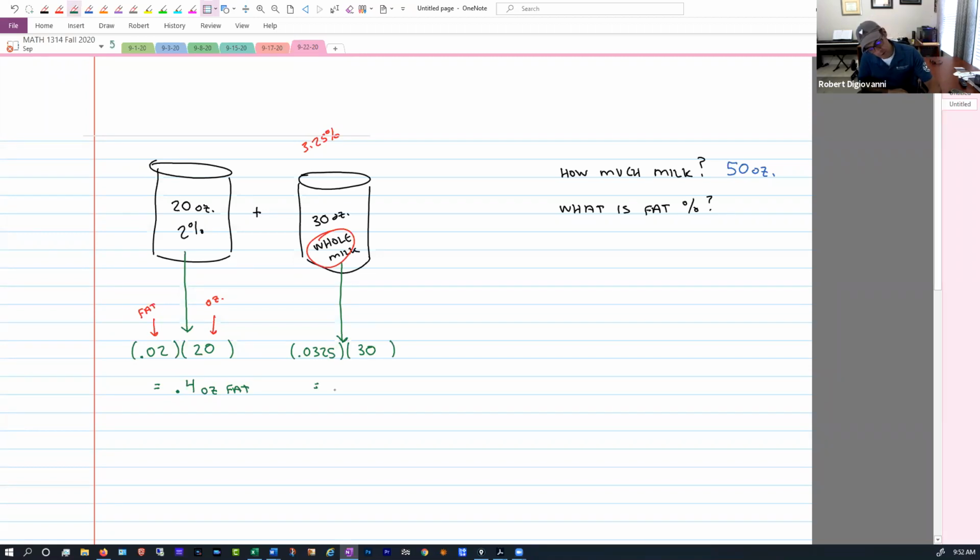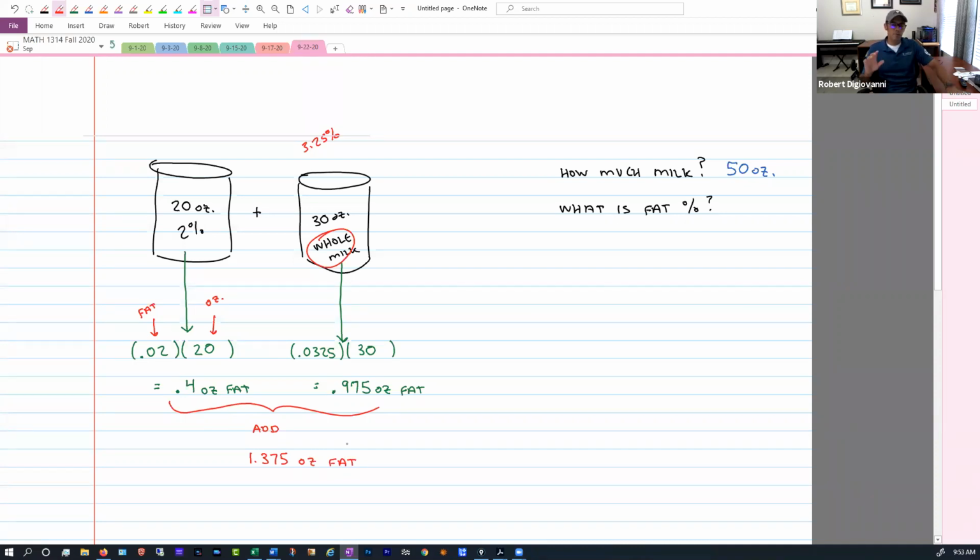So we get 0.975 ounces of fat. There, right? Okay. Now, we know that's how much fat's going to come from each one, right? So let's add those two together. If we add those together, we get a total of 1.375 ounces of fat.